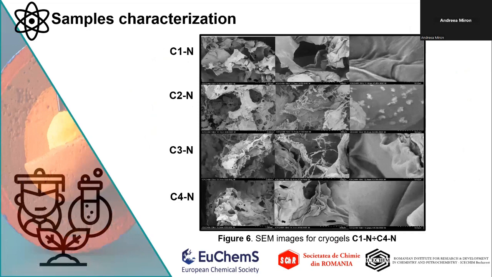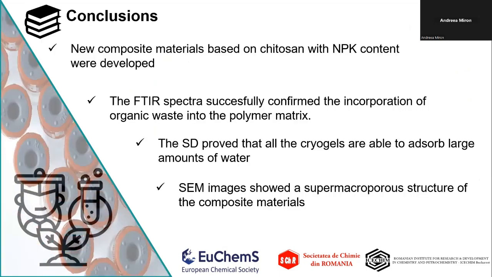From SEM images, it can be seen that the liquid digestate was successfully incorporated into the polymer matrix, and also the materials show a macroporous structure which makes them suitable for controlled release of fertilizers.